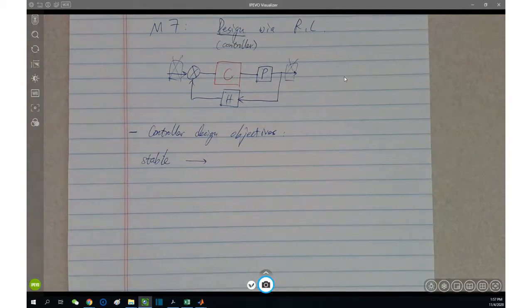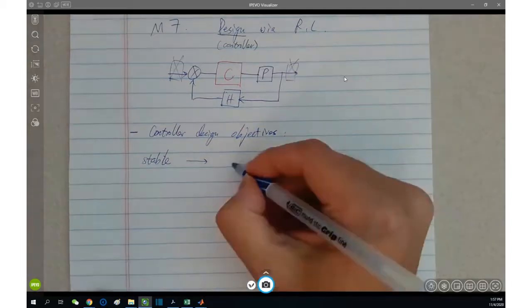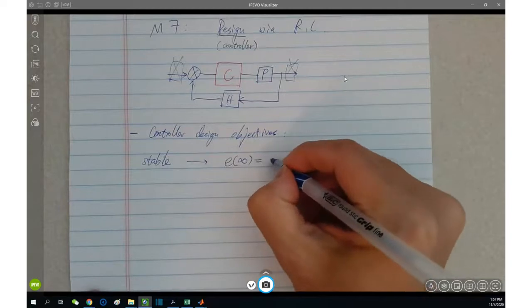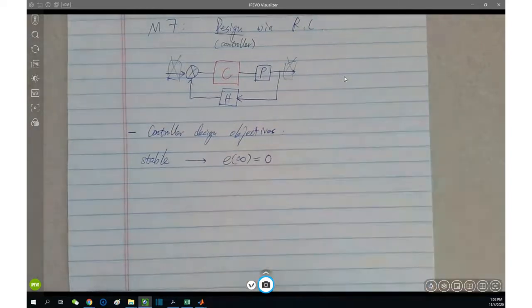The error. Okay, very good. It's the error, or say the steady state error of output. What do you want? Of course, it's optimal, and we don't want any steady state error. Okay, no steady state error.